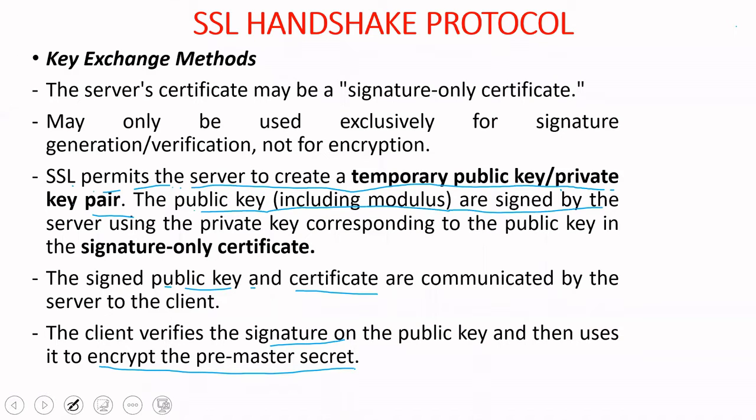So if the server certificate is a signature only certificate, then the server is going to create a temporary public key private key pair, and that is what is going to be used for encryption by the client. The public key that is there in the signature only certificate will be used only to authenticate the public key.